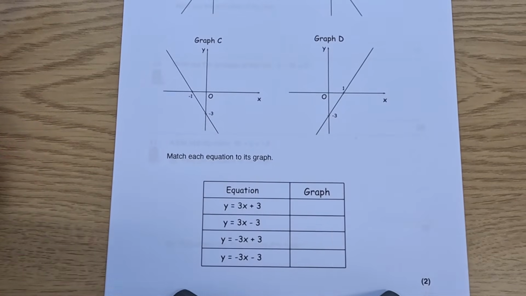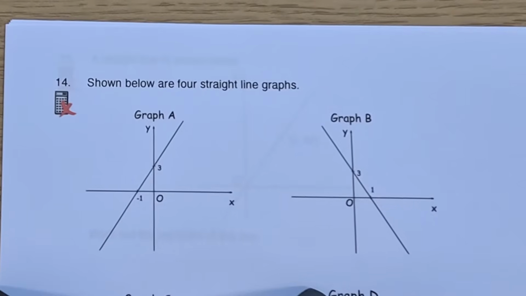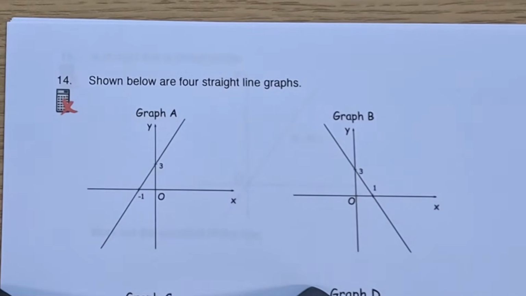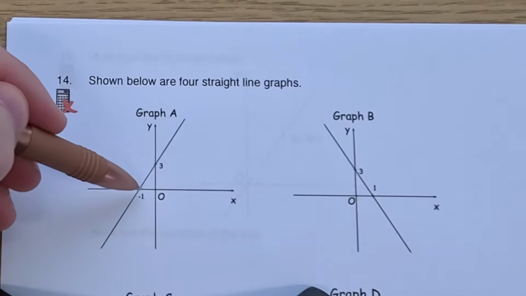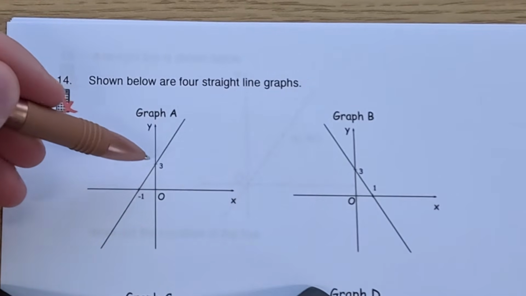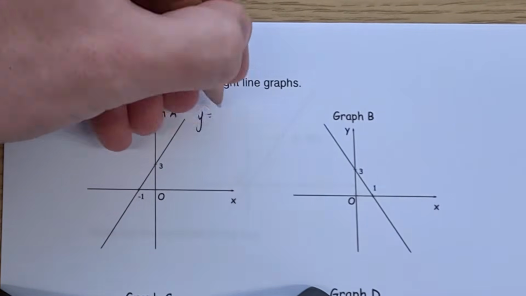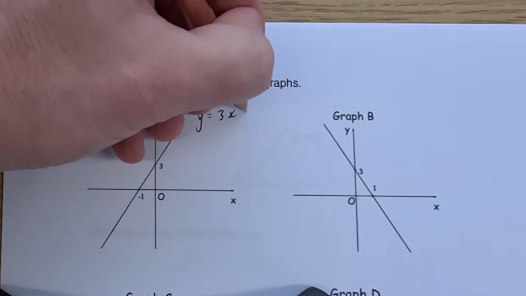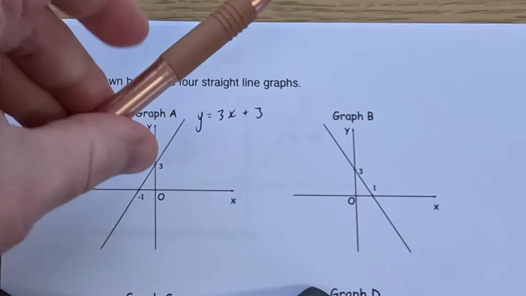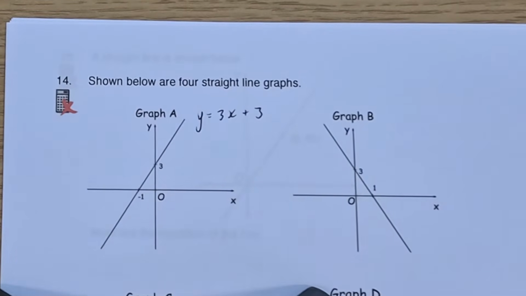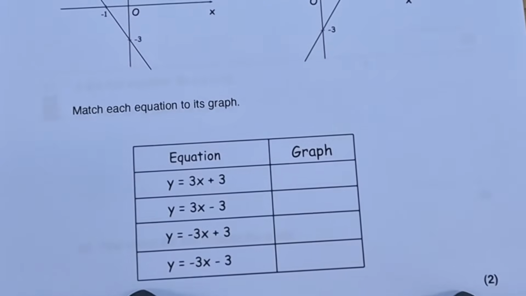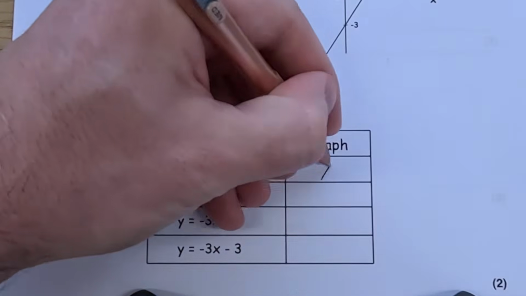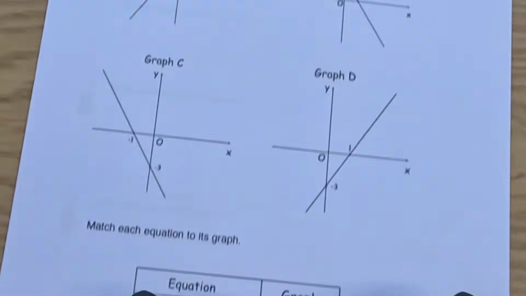So let's have a look at the first one, graph A. This graph A has a positive gradient. It's gone up that way. So the gradient, if we go across 1 unit, we go up 3. So the gradient of that line is 3. So it's going to be y equals 3x. And it crosses the y-axis at 3, so it'll then be plus 3. So it's got a positive gradient and it crosses the y-axis at 3. So let's go down here and figure out which one that would be. y equals 3x plus 3 is the top one. So that's graph A.